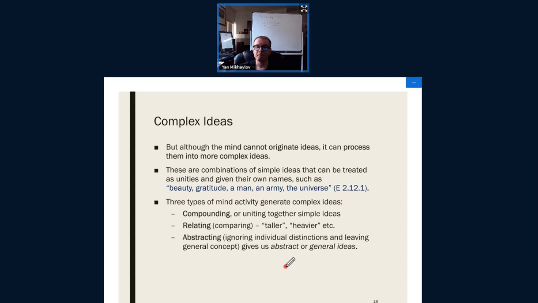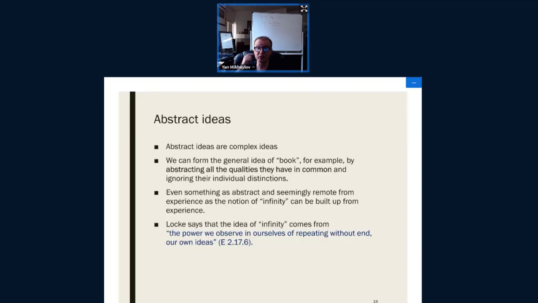What is abstracting? Well, we ignore individual distinctions and leave some sort of general concept. So you see a dog, then another dog, then another dog, then another dog. You're abstracting something from all of them, which is this dogness, the idea of dogness you eventually end up with. It's not of any particular dog, but kind of dog in general, a universal type of idea. Now, abstract ideas are complex ideas, and they all come from this work of collection of certain traits from objects. You see many, many objects which look like a book. There's something common amongst all of them, and then you come up with the idea of a book. That's a certain power we all have as human beings.